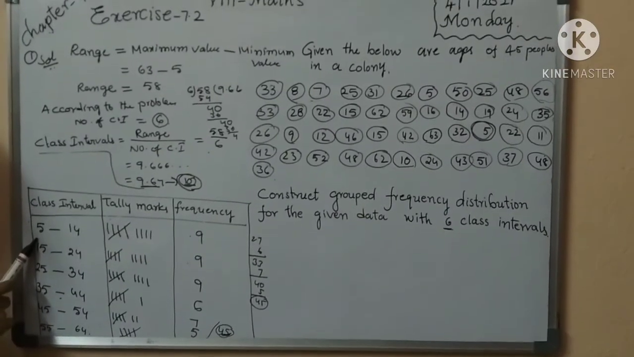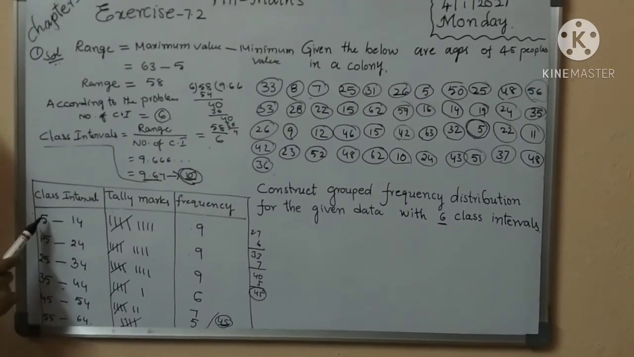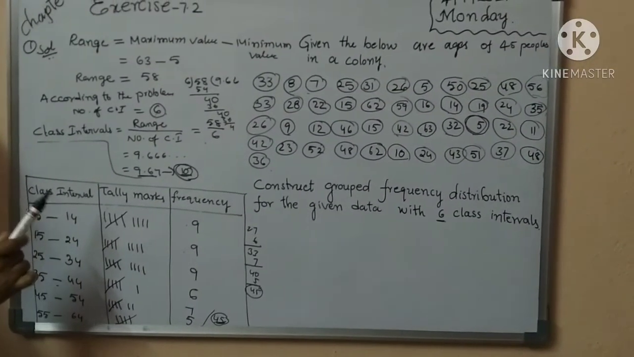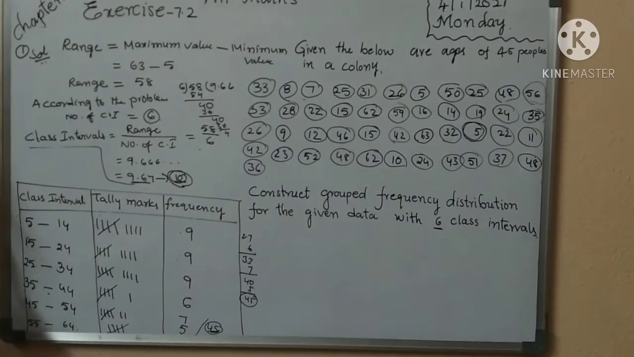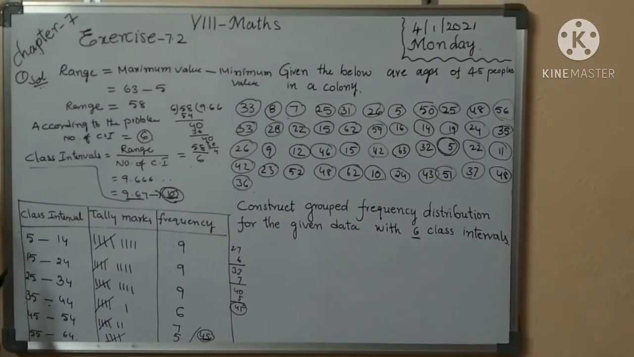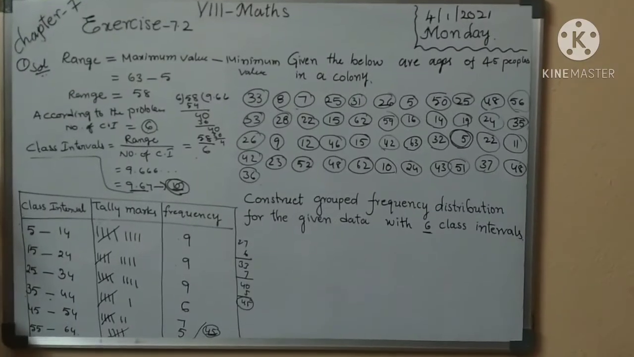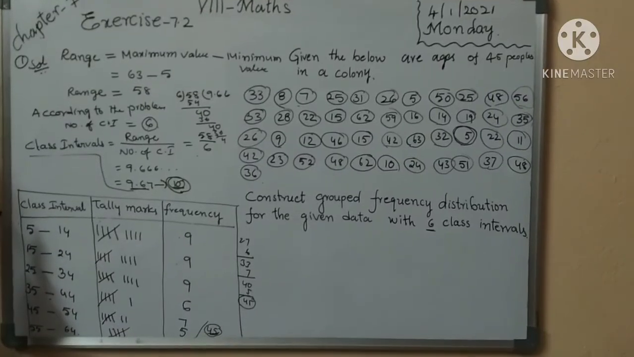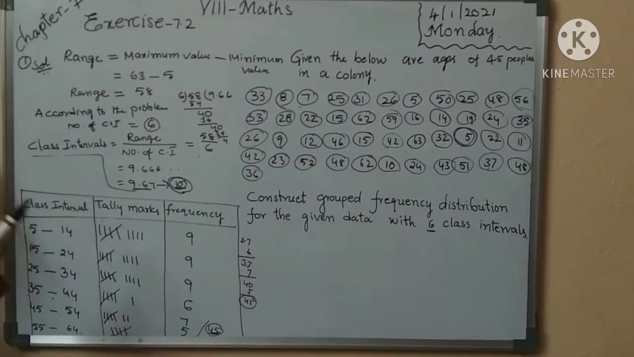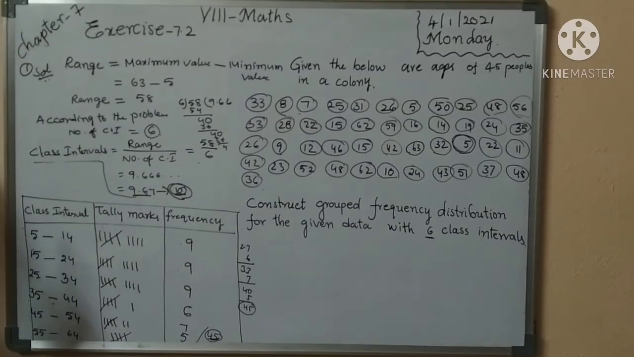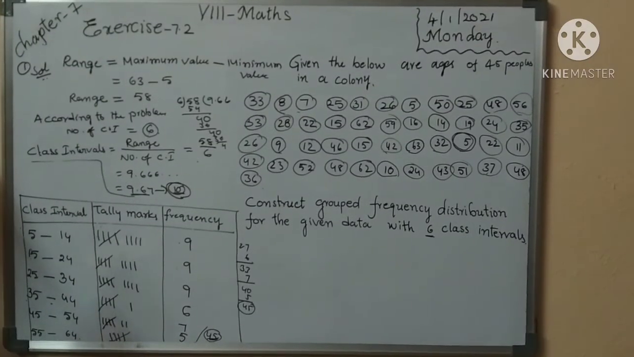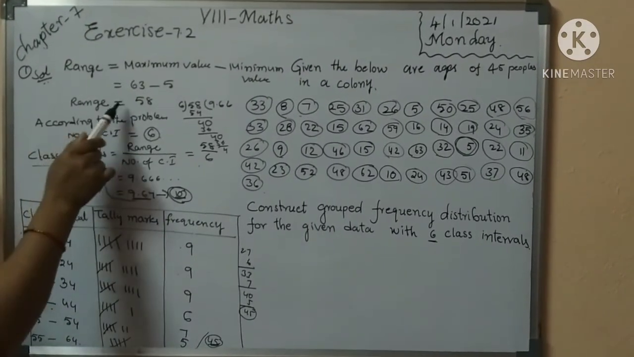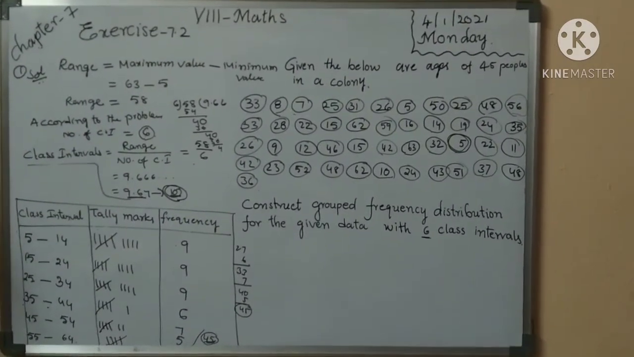How to take the class interval? That is the range divided by the number of class intervals. Okay. Range. What is a range? The difference between the maximum value and the minimum value. Given the data, what is the highest value? That is the maximum value. What is the least value? That is the minimum value. So the range is the difference between the highest value and the least value. Okay, did you understand the range? 63 minus 5. The range is 58.